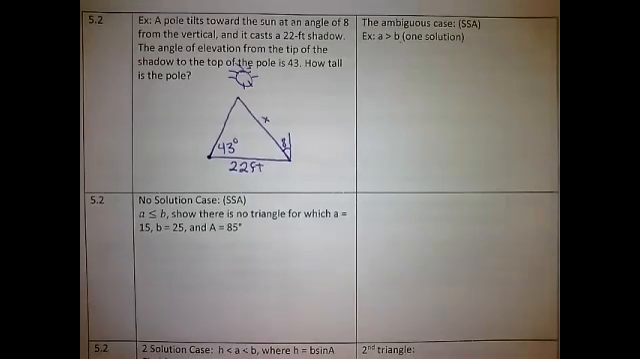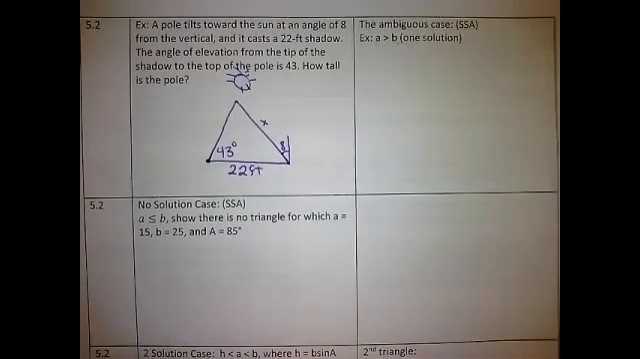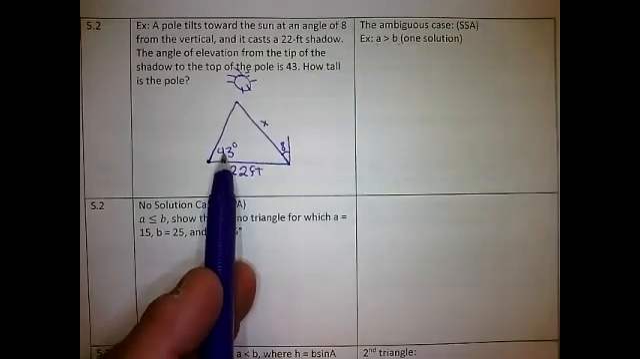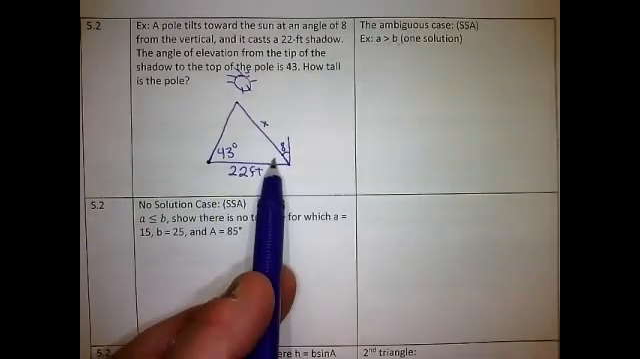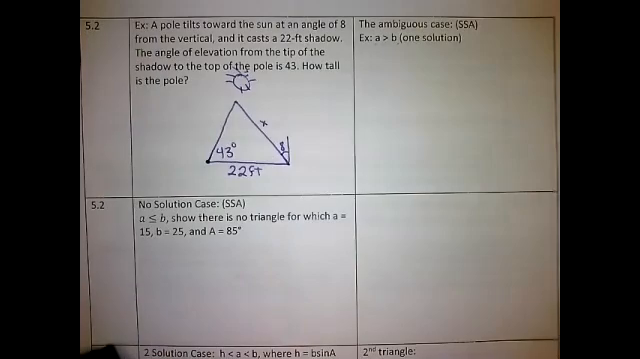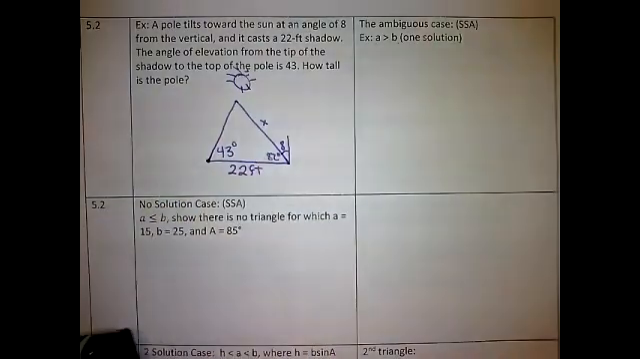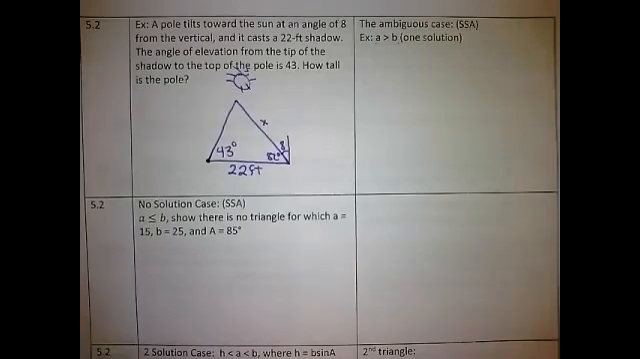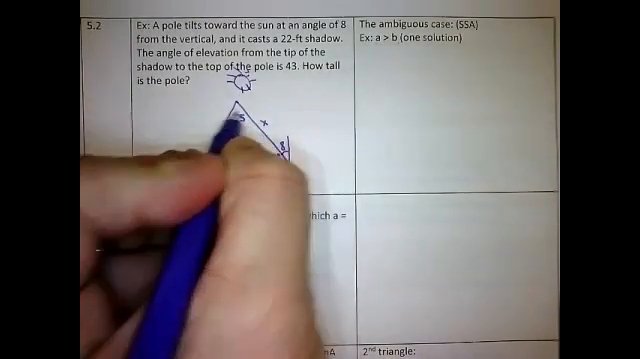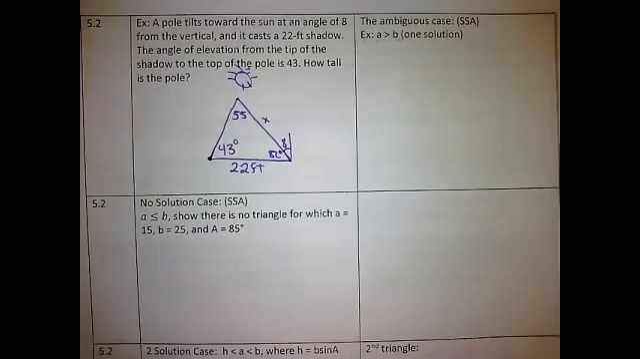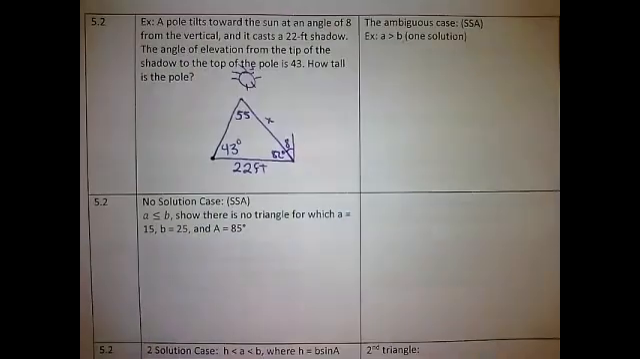So now I need to find some missing information. In this case, if this is 43, I can find another angle measure because that's 90 minus 8, and that gives me 82 degrees. And then I can find my third angle measure by doing 180 minus 82 minus that 43, and that leaves me with 55 degrees. All right, so now I'm going to go on ahead and solve for x.